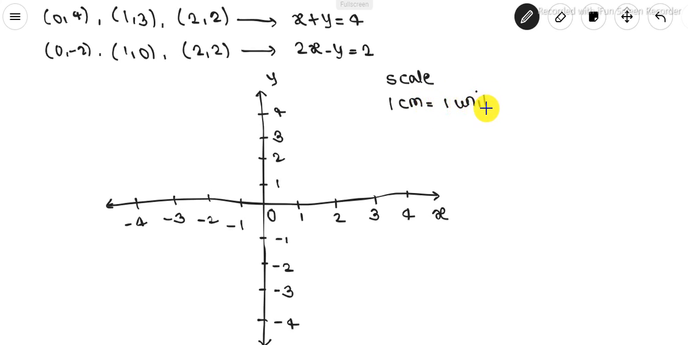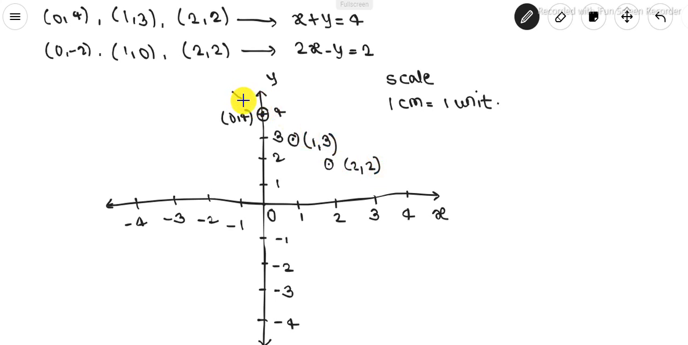Here we write it. Now we have to draw the graph. The first coordinate is 0, 4, that is x coordinate 0 and y coordinate 4. This is the first coordinate of equation 1. Now the second coordinate is 1, 3, that is 1 on the x-axis and 3 on the y-axis. This is the second coordinate, that is 1, 3. Here we write the coordinate for your understanding: 2 comma 2, that is 2 here and 2 here.